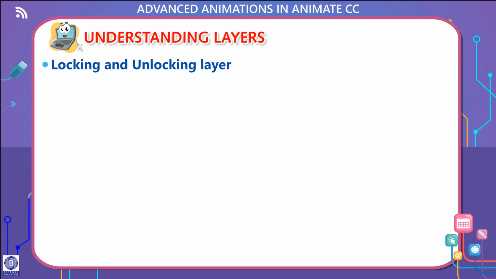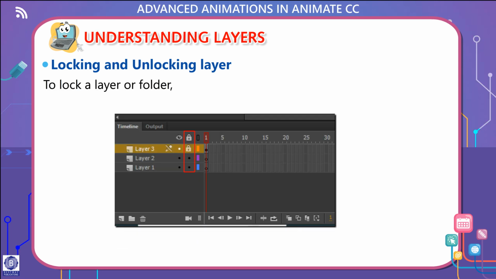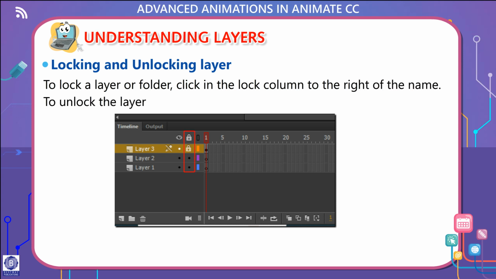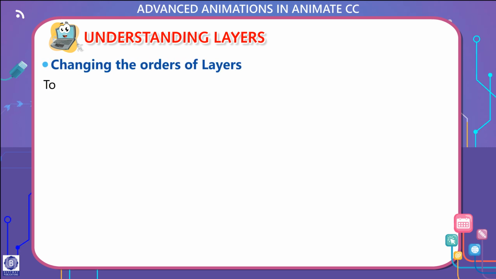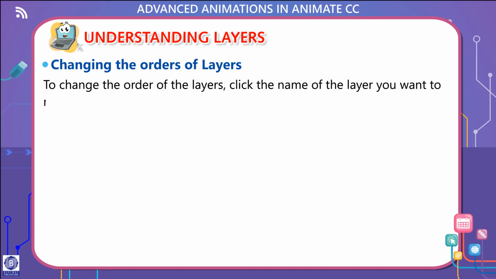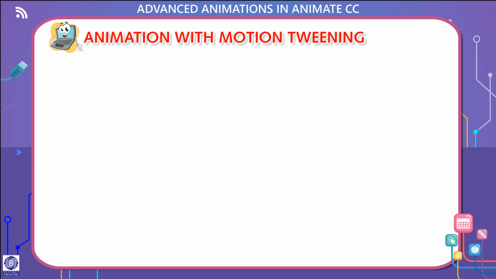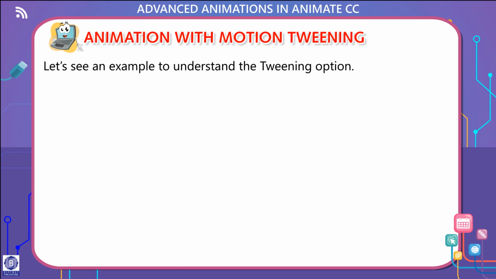Locking and unlocking a layer. To lock a layer or folder, click in the Lock column to the right of the name. To unlock the layer or the folder, click in the Lock column again. Changing the order of layers. To change the order of the layers, click the name of the layer you want to move and drag it to the required position. Animation with motion tweening. Let's see an example to understand the tweening option.